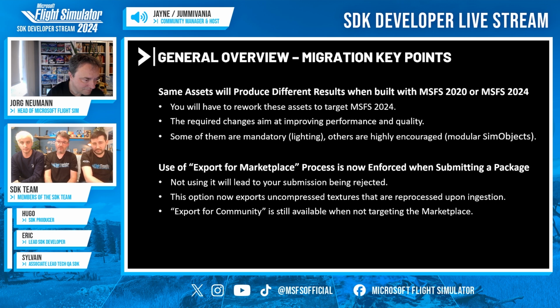Another key thing is that you will have to use the export for marketplace option in the dev mode before submitting a package to the Microsoft ingestion pipeline. If you don't do that, your submission will be rejected straight away. The reason we ask for that is that this option now exports uncompressed textures, because those textures will be reprocessed during ingestion for easier streaming. Of course, you will still have an export for community option. In that case, the textures will be compressed, and you can just send your latest creation to your friends around, and they can install it in the community folder.